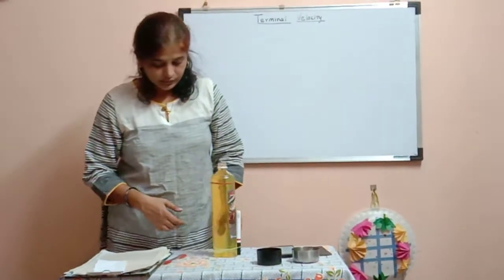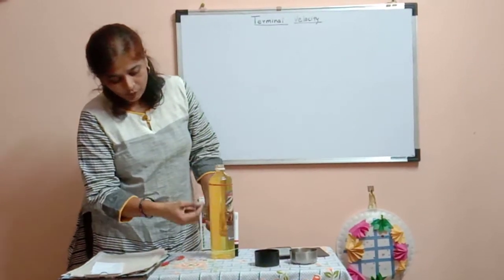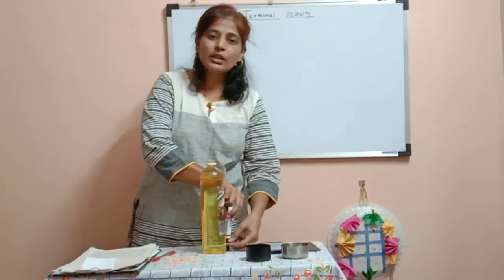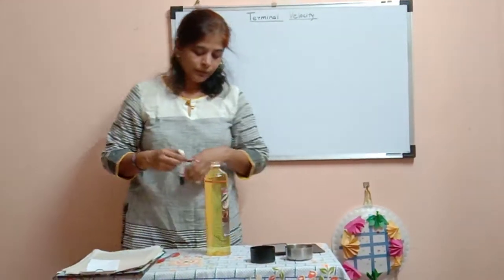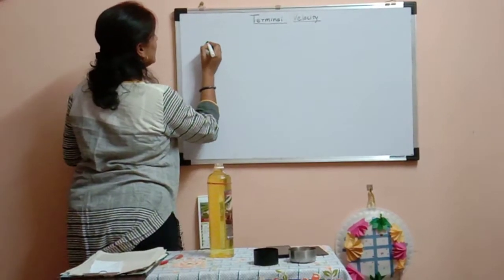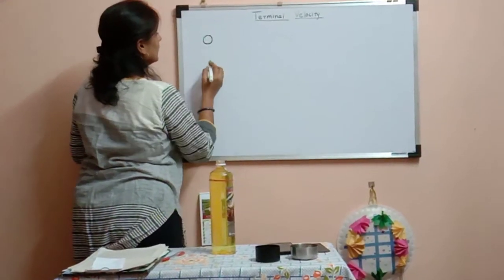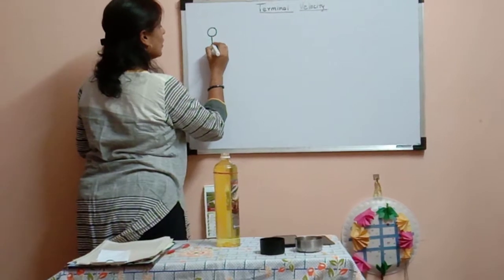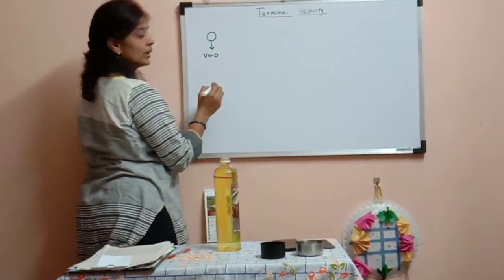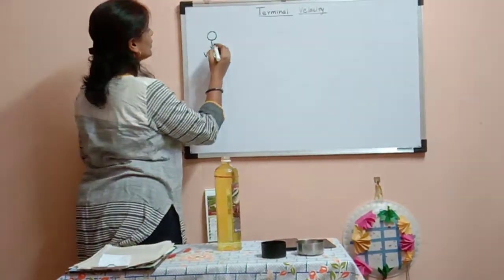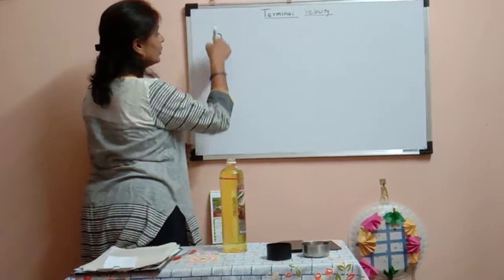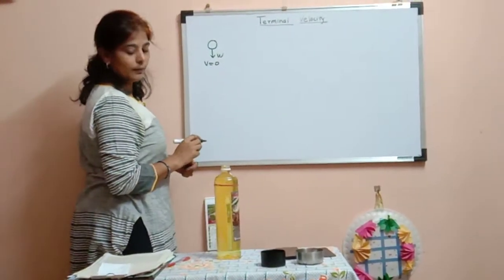Now, you must have observed the way in which the ball is moving through the liquid. I will draw the diagram for this. When I am releasing the ball, its initial velocity is v equal to 0, and the force which is acting on the ball is the gravitational force. So it is moving under the gravitational force.